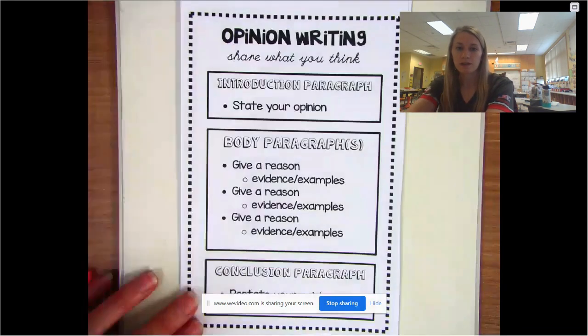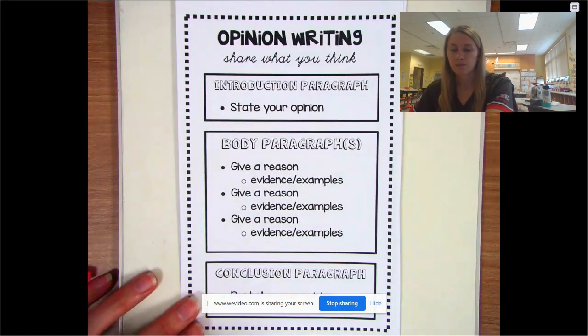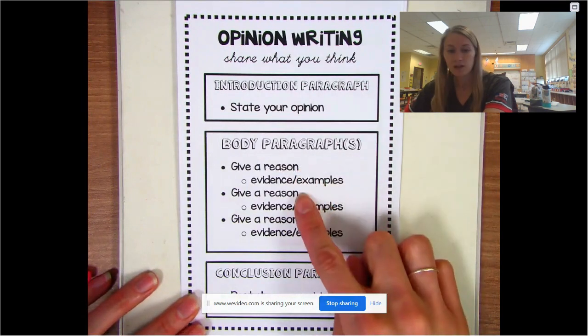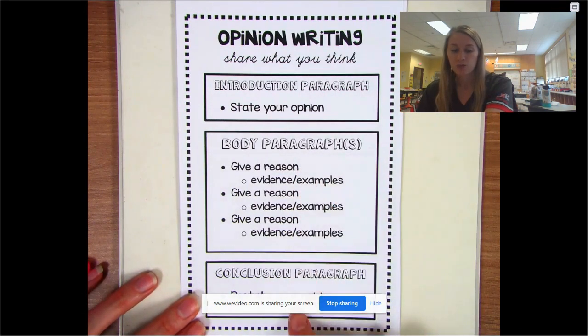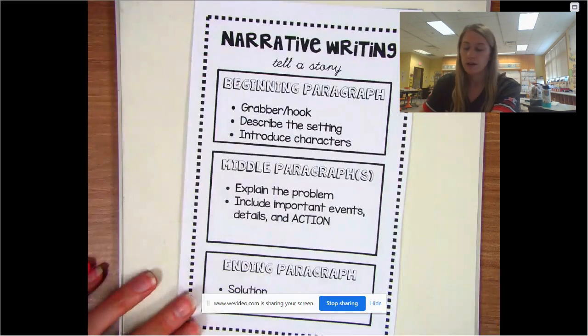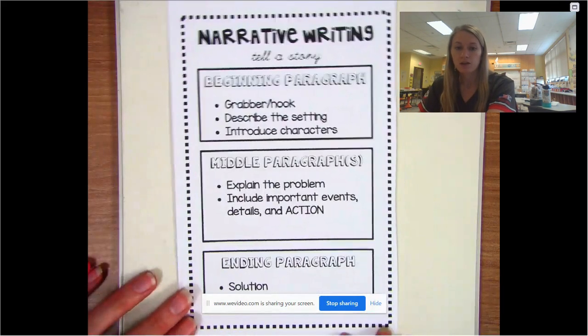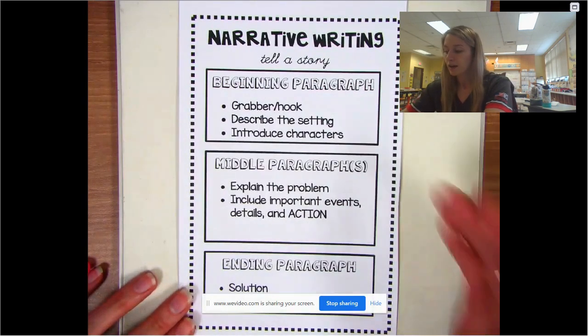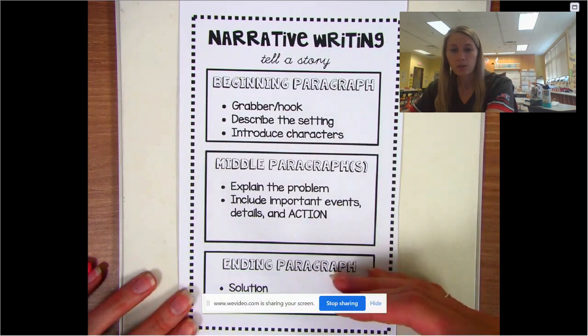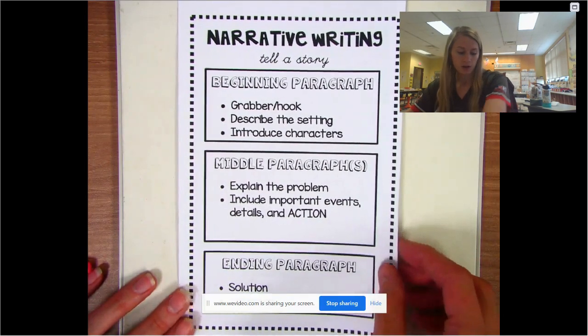Then most recently, we did opinion writing. Opinion writing was our Oreo writing. We stated our opinion, we gave reasons with supporting evidence and examples, and wrote a conclusion. Now we're going to move into narrative writing. Narrative writing looks a little different. Narrative writing has a beginning, middle, and end to the story. We're going to get into more detail here, but I'm going to show you an example of what narrative writing looks like.